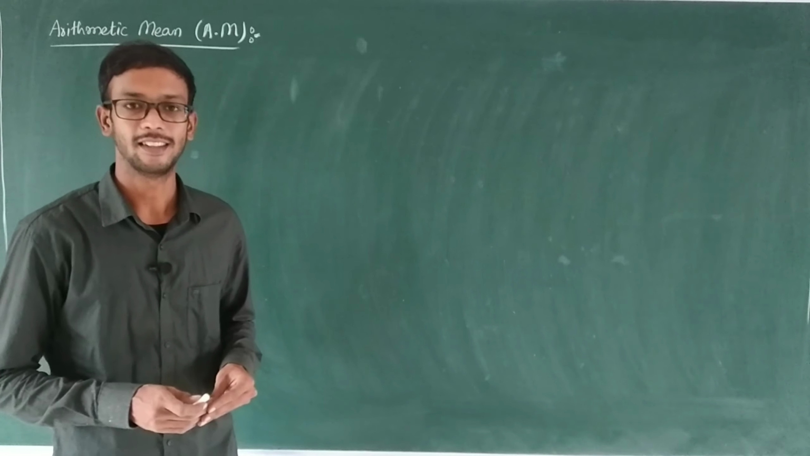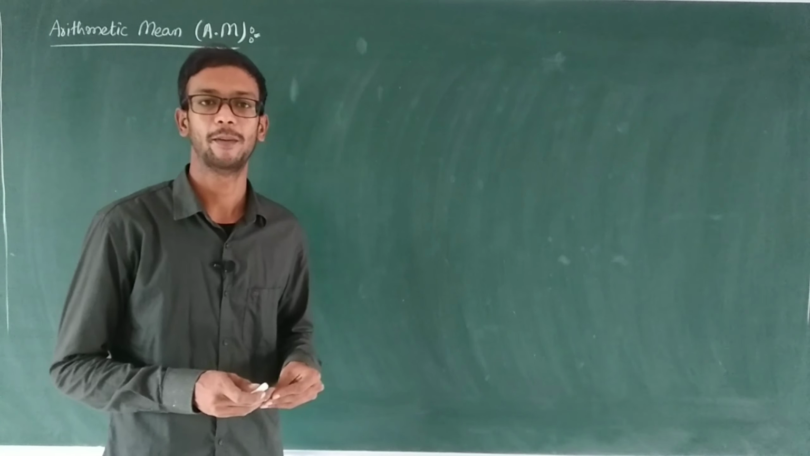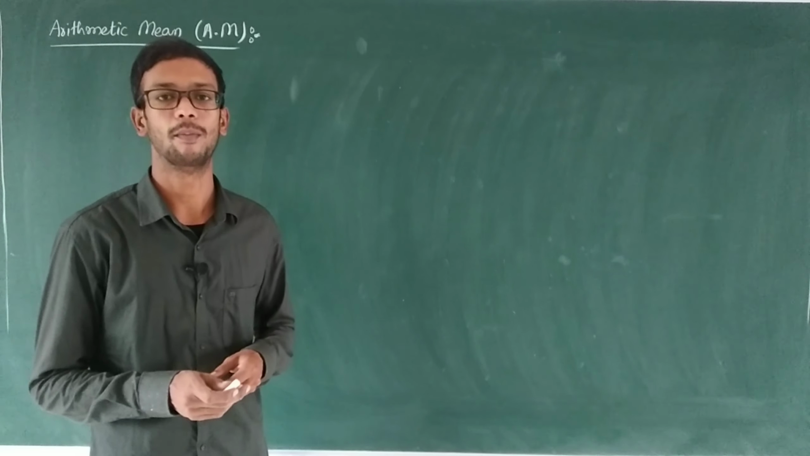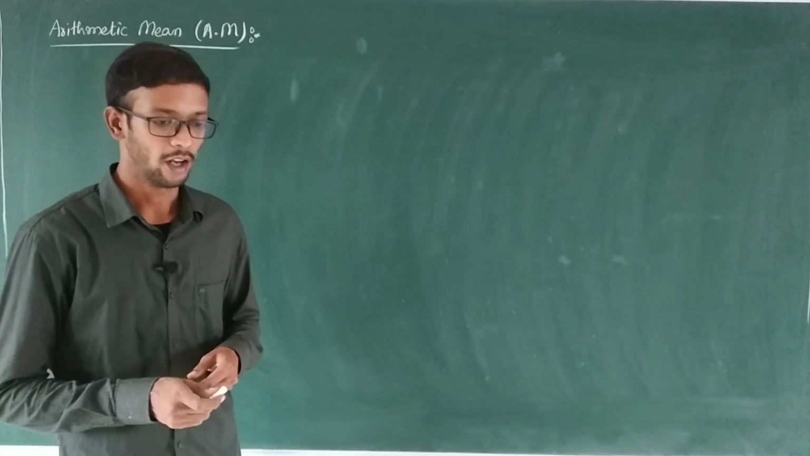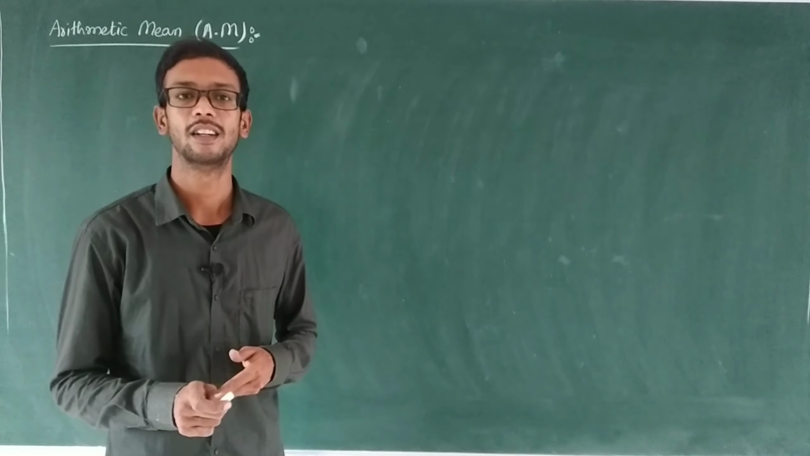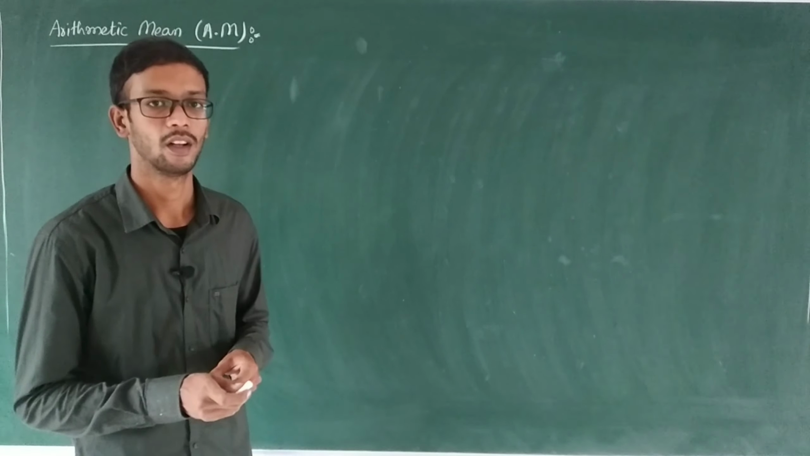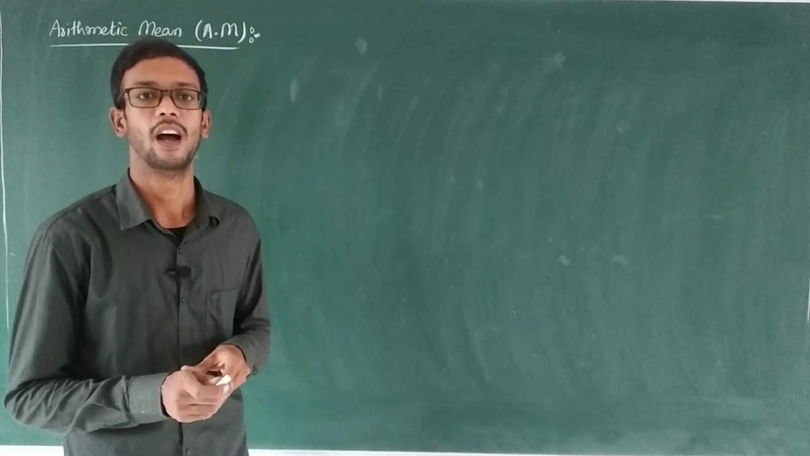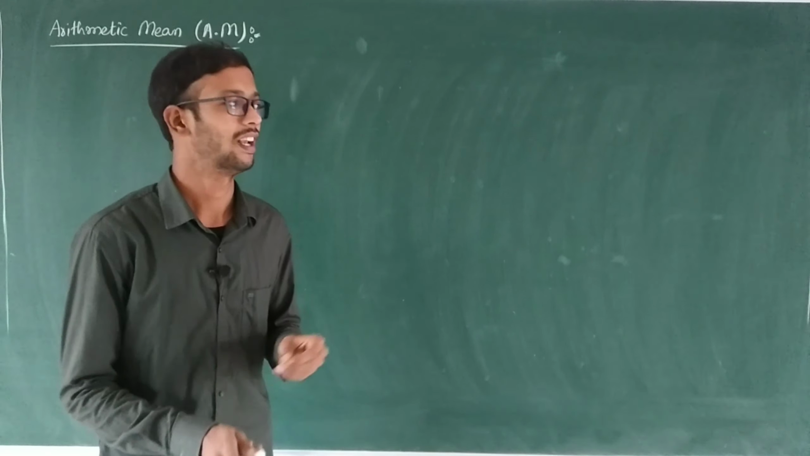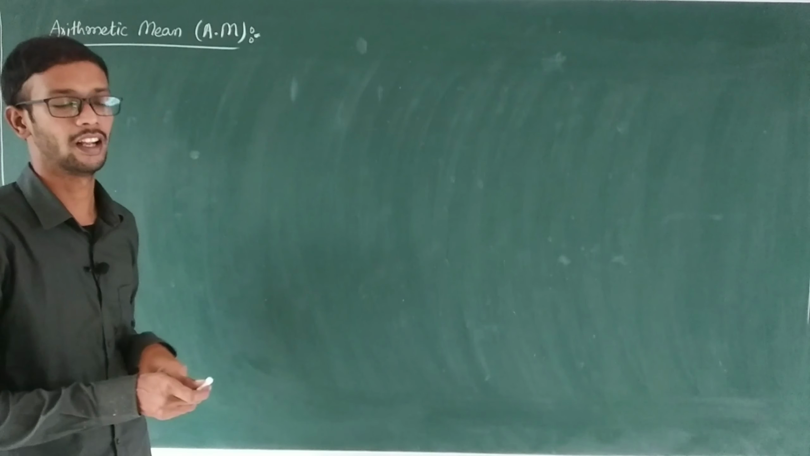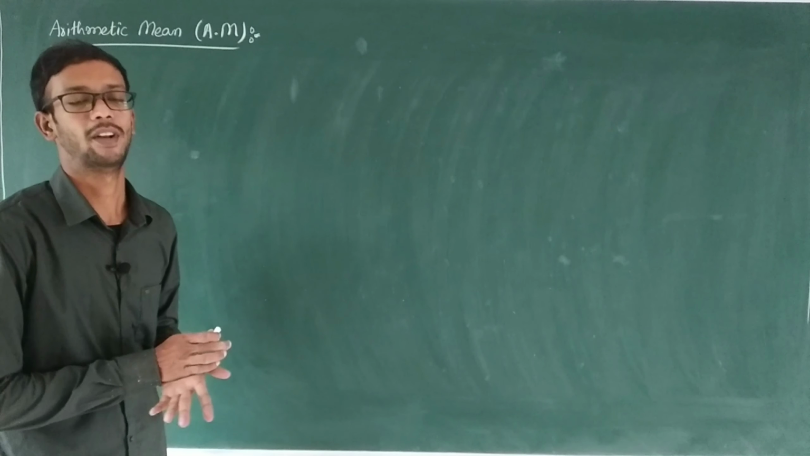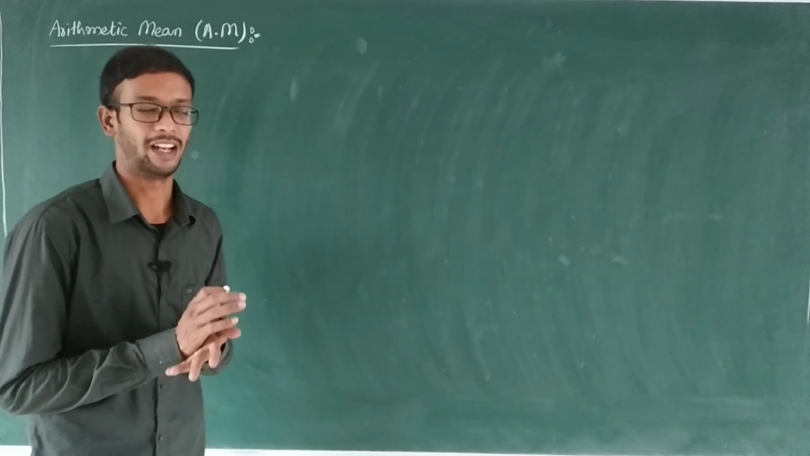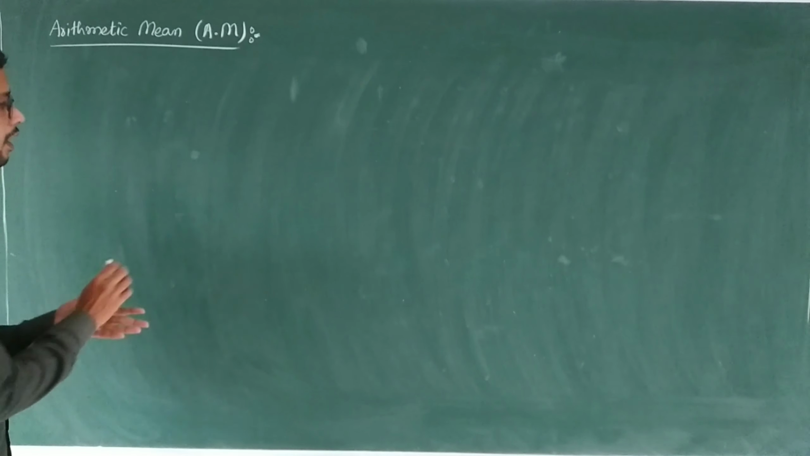In the previous class, we discussed the arithmetic progression, and based upon that, some example problems also we discussed. Now today's class will start with a small concept, that is arithmetic mean. Arithmetic mean will be denoted by capital AM. AM is nothing but arithmetic mean. What is the arithmetic mean?